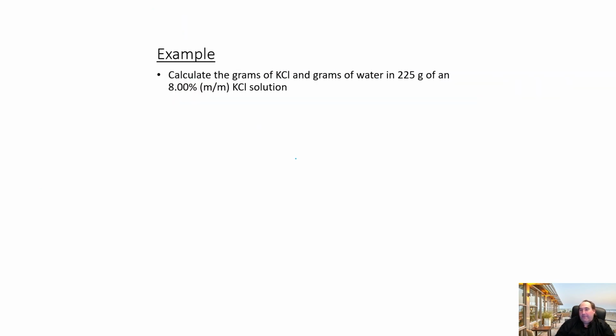All right, let's take a look at one more here to finish this part out. Calculate the grams of KCl and the grams of water in 225 grams of an 8% mass-to-mass solution of potassium chloride. All right, let's take a look here. So obviously we've got some mass percent. So once again, we do have our formula.